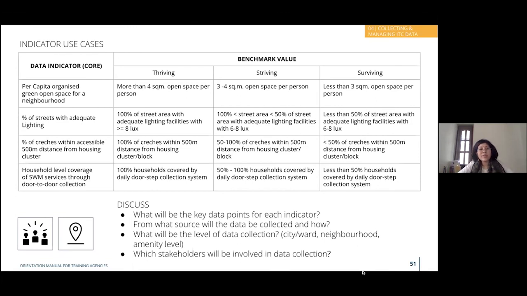The third one is percentage of creches within accessible 500 meter distance from housing cluster. How will we do this? There will be publicly owned creches and privately owned creches also. Yes, could be. Then again, ULBs or RWAs are the main source of getting the information. And once you map on the plan, at neighborhood level or ward level, then you would understand whether they are really within a 500-meter radius. Are they intersecting or not? Are they away?